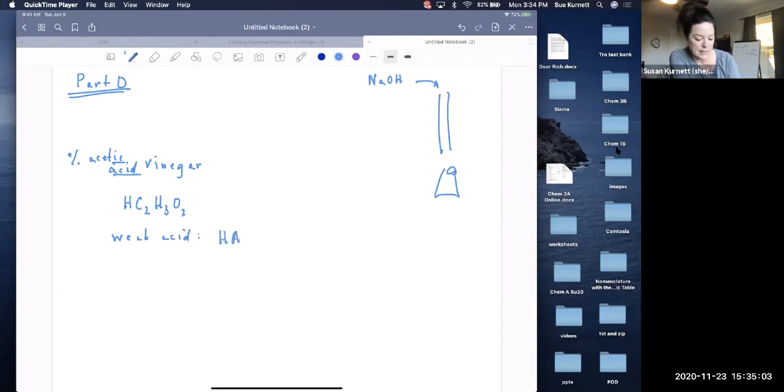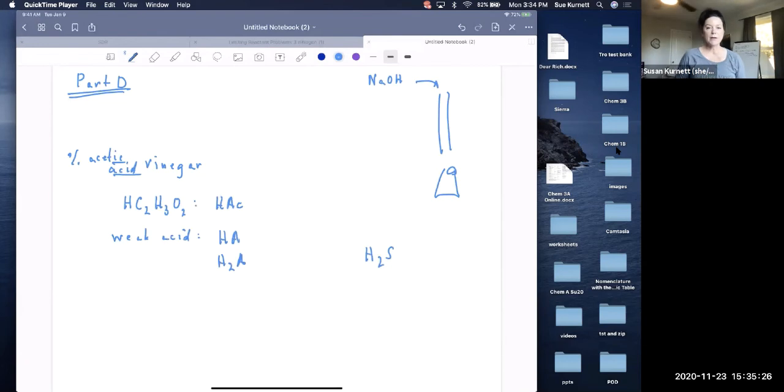And if it was a diprotic acid, like hydrogen sulfide, which is a weak acid, we would write H2A. Everybody knows that. That's just a common abbreviation. But because acetic acid is so common, we abbreviate it this way, HAc. And I'm going to do that because it's easier than writing HC2H3O2 every time.